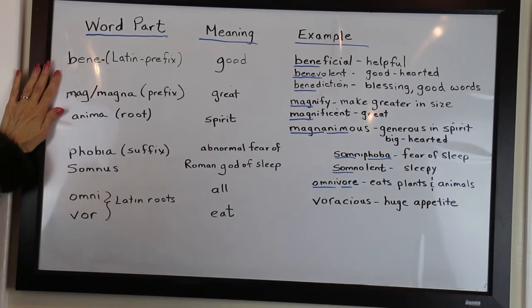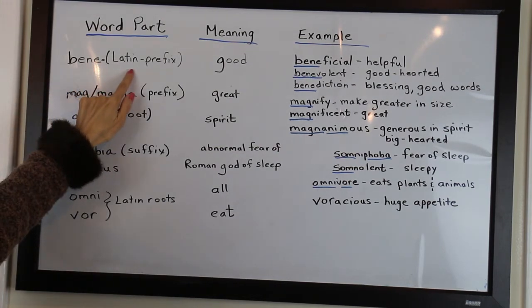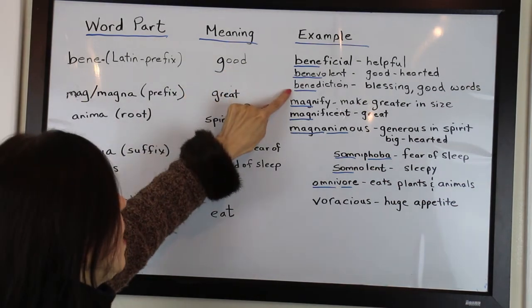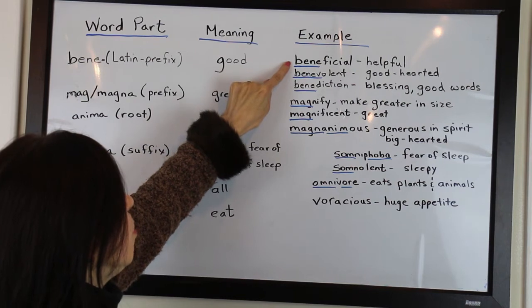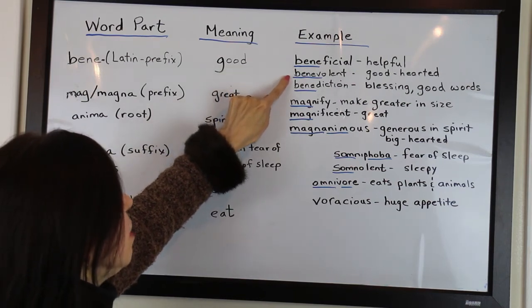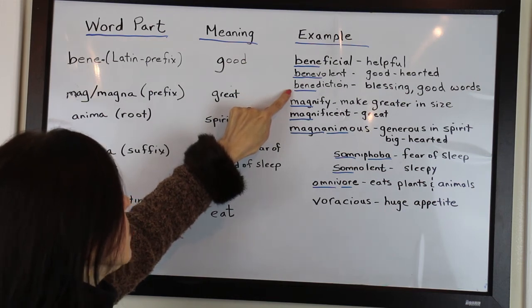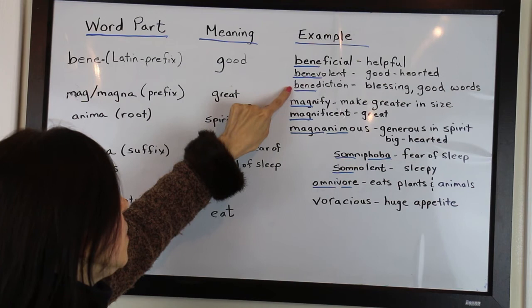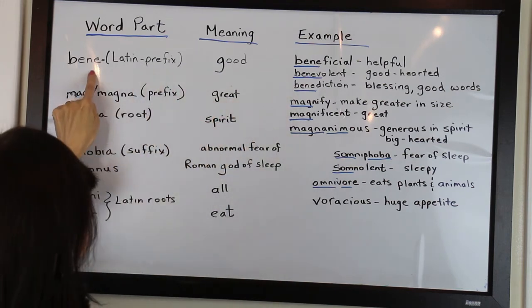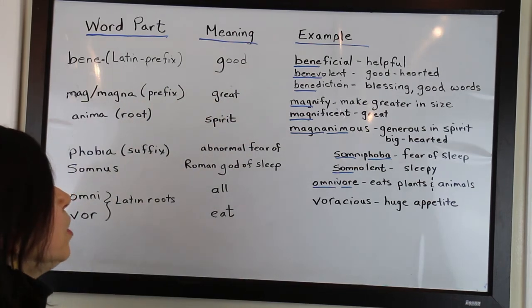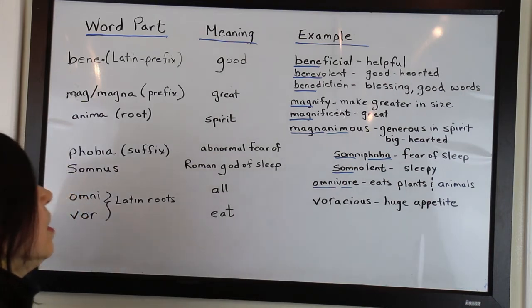So this is how some word parts can work for you. For example, bene is a Latin prefix that means good. And these three words all have bene in them. Beneficial means helpful, benevolent means good-hearted, and benediction means blessing, good words. Even if you didn't know the meaning of these three words, you know that bene is positive. So that could actually help you to eliminate some incorrect answers. You could eliminate negative answers.